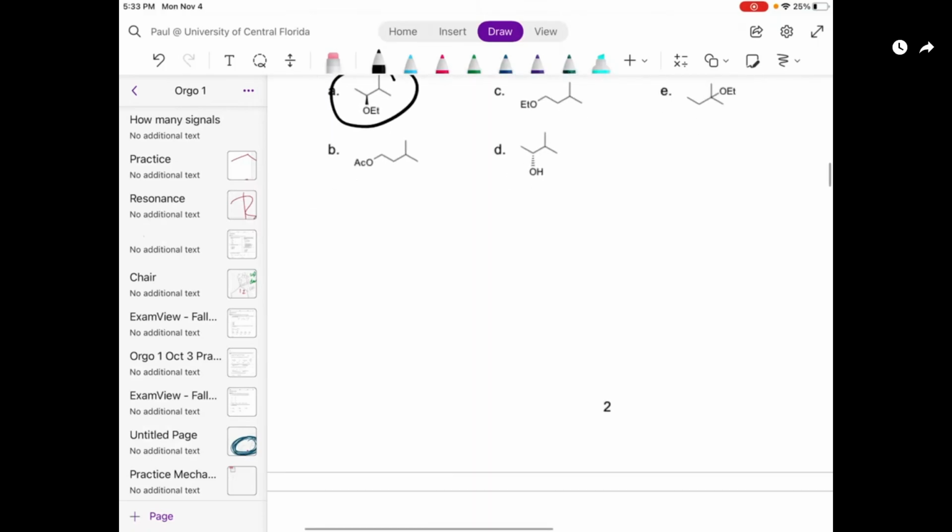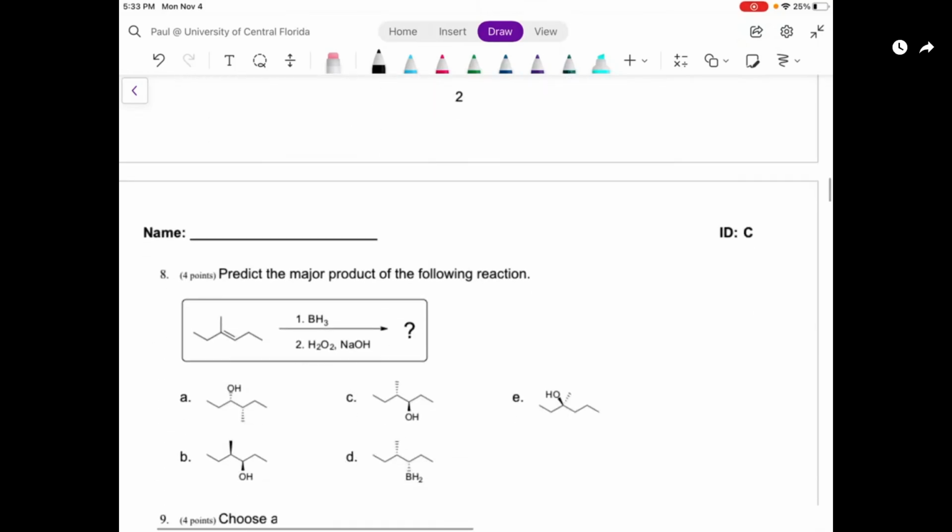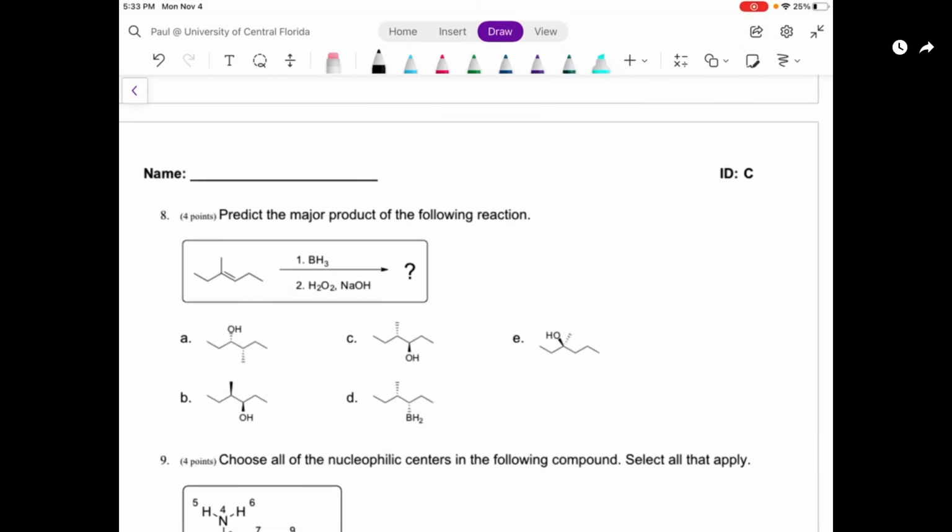Let's see, question 8. Predict the major product. In this one, the alcohol is going to go to the least substituted carbon. And the hydrogen is going to go to the more substituted carbon. And that's going to add in a syn addition. So where is the OH? That's the least substituted carbon, the OH is there. That one also on the least.